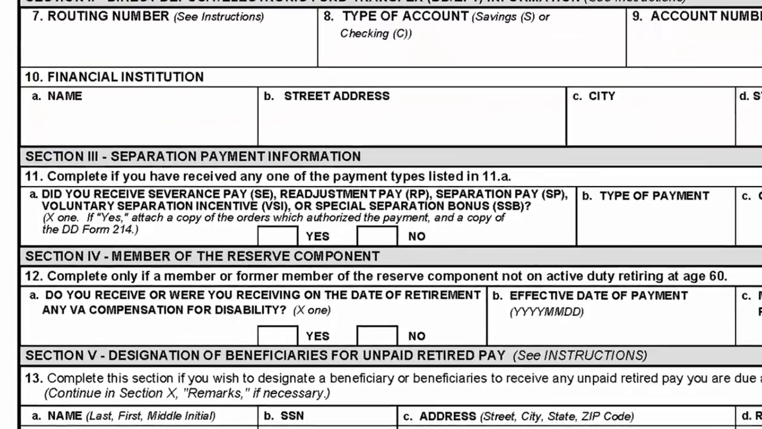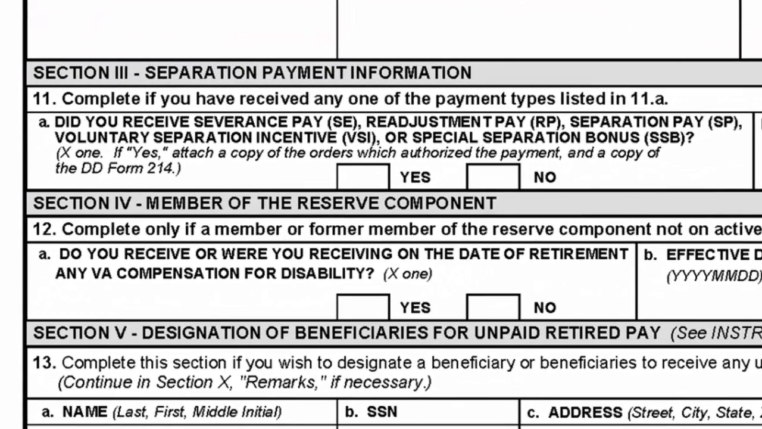In Section 3, you have separation payment information. This information is simply in the form of a yes or no answer, and depending on your answer will determine if you have to put anything in Block B and C. So in 11A, the question is this: did you receive severance pay, readjustment pay, separation pay, voluntary separation incentives, or special separation bonuses? If you did not, you will put an X in the no block, and you will not have to fill out B or C, type of payment and gross amount.